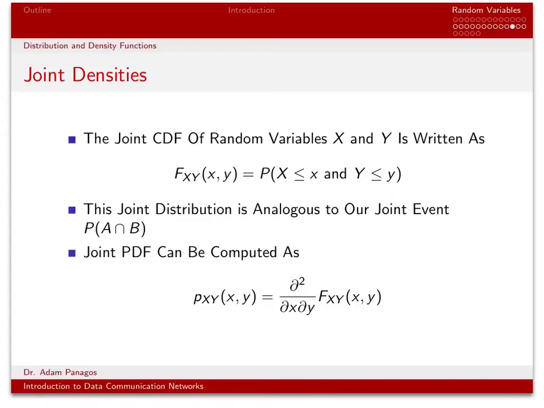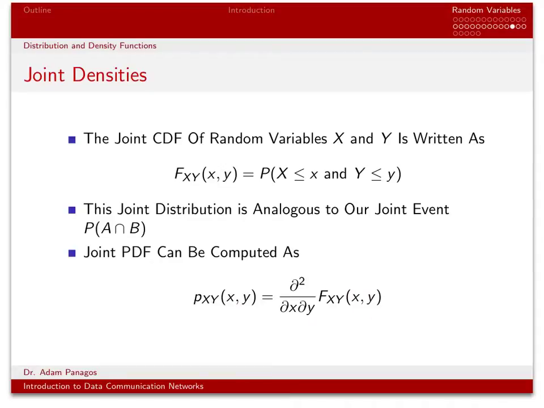This is very much analogous to our joint event that we were working with before, the probability of A and B, or A intersect B. The probability of these events, you can frame it in this form right here. Given that we have a joint CDF, we can go to the PDF. When working with one random variable, we knew how the PDF and CDF were related. We could get to the PDF just by differentiating the CDF.